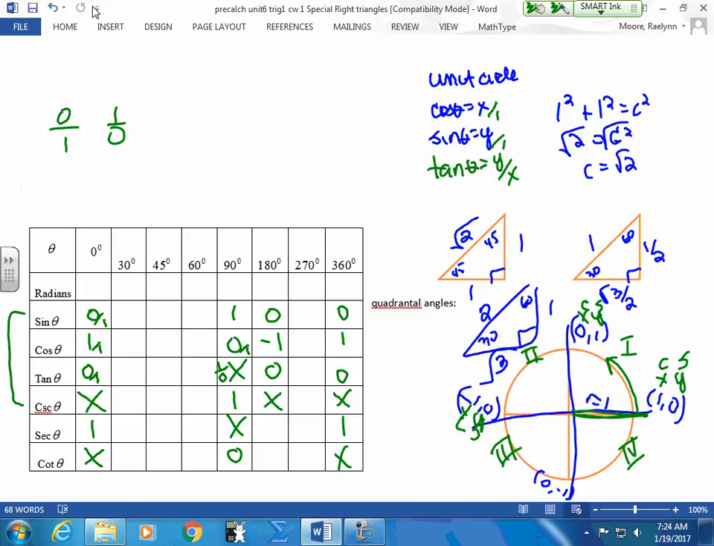Secant is the reciprocal of cosine. Now cosine here is this. So when I take the reciprocal of negative 1 over 1, what do I get? It's the same thing, right? Negative 1. Cotangent is the reciprocal of tangent. If tangent is 0 over 1, and I take its reciprocal, what do I get? Undefined.